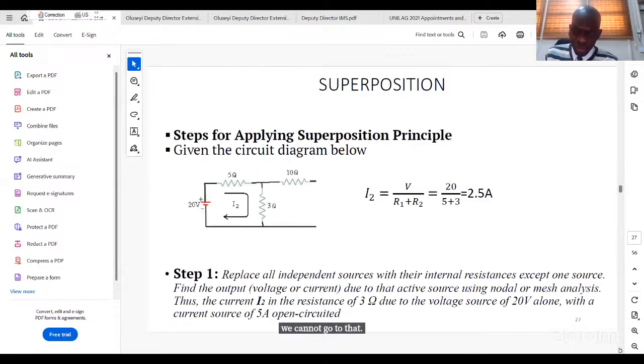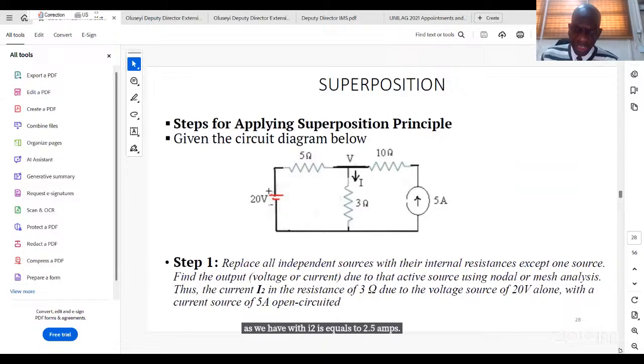So superposition principle, we have established it, and we have told ourselves the steps we need to adopt, that you will replace all independent sources with their internal resistance except one source. And then we find the output due to that active source using nodal or mesh analysis. In other words, the current I2 in the resistance of 3 ohms due to the voltage source of 20 volts alone. And that will give us the current as we have it. I2 is equal to 2.5 amps.